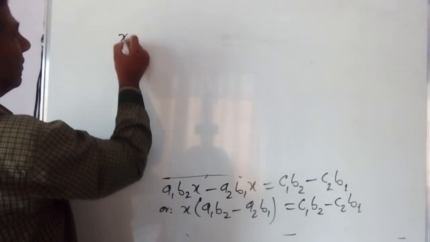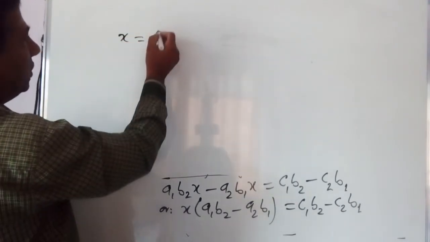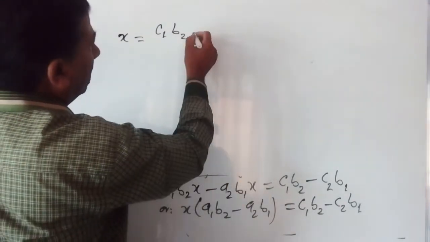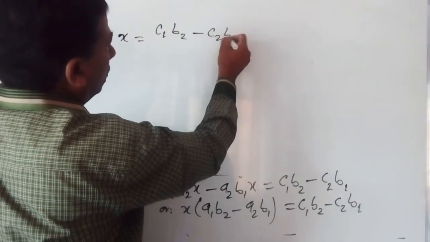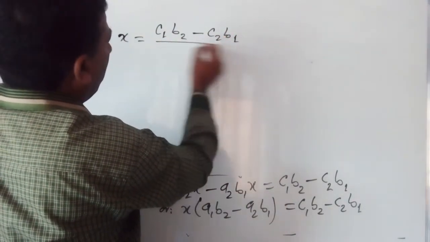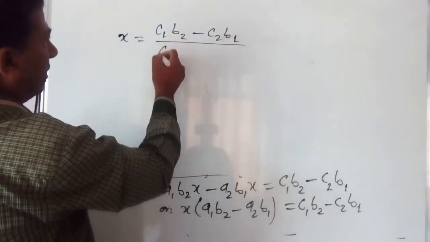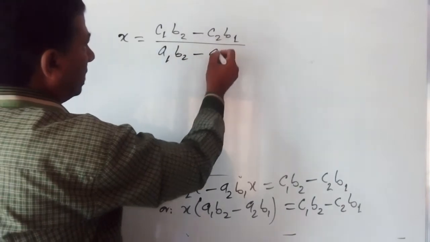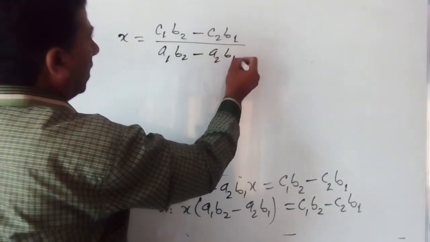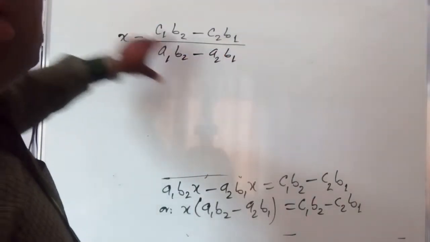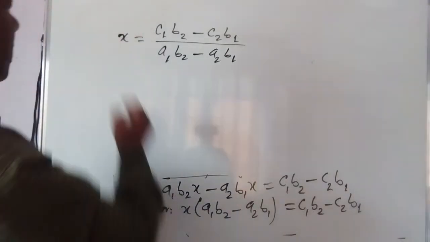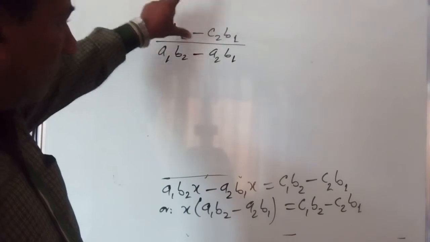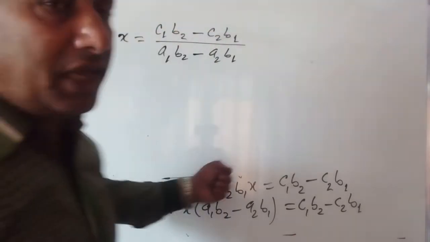x equals c1 b2 minus c2 b1 over a1 b2 minus a2 b1. Now this gives the value of x. We found the value of x. Now this one, we found the value of x by elimination method.